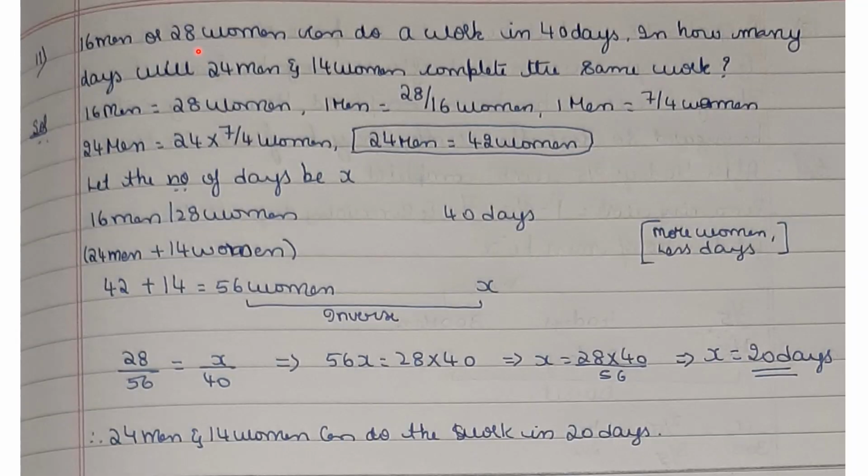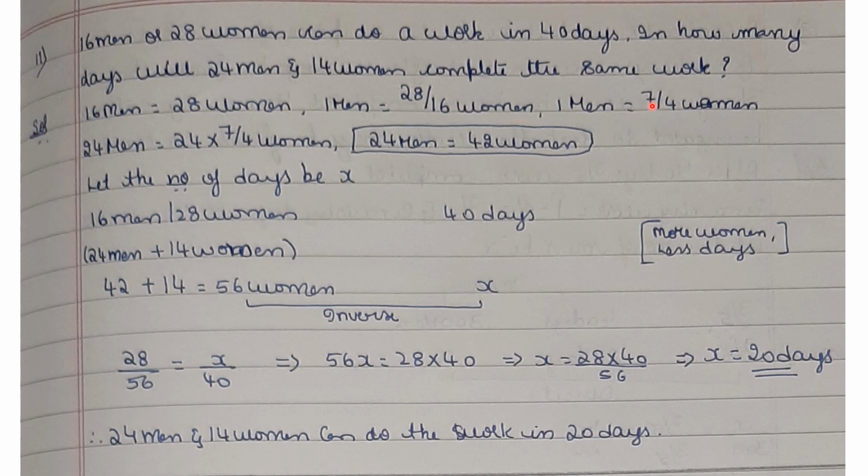Next problem. 16 men or 28 women can do a work in 40 days. In how many days will 24 men and 14 women complete the same work? So here they are asking about 16 men or 28 women. So 16 men is equal to 28 women, that is 1 man is equal to 28 divided by 16, where 1 man is equal to 7/4 of the women.